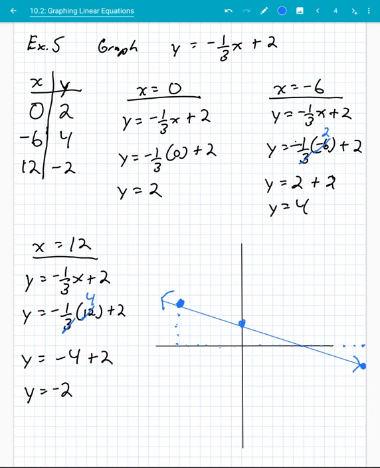Lastly, let's look at these other interesting types of graphs. Let's look at example 6. It wants us to graph y equals -2. So remember, we said y equals -2 is considered a linear graph.